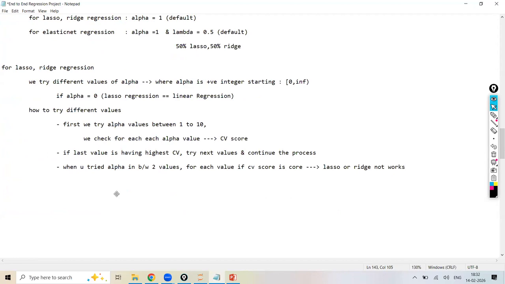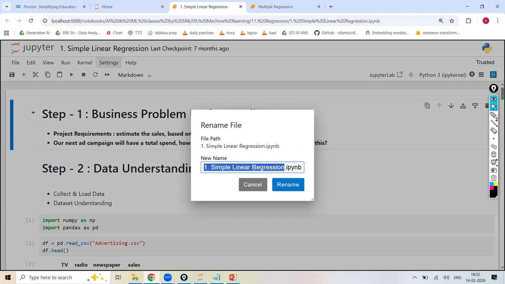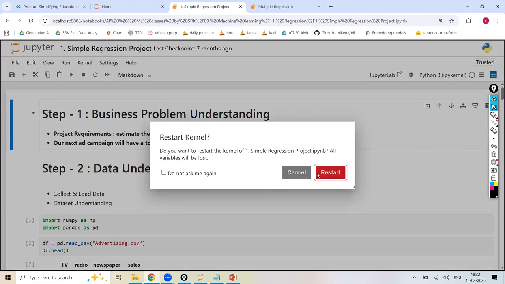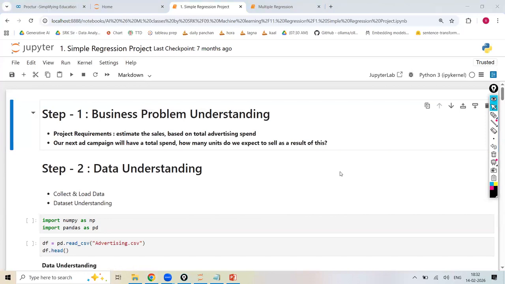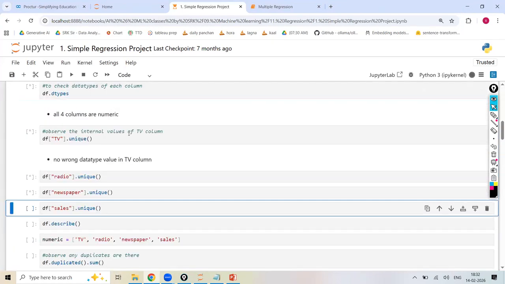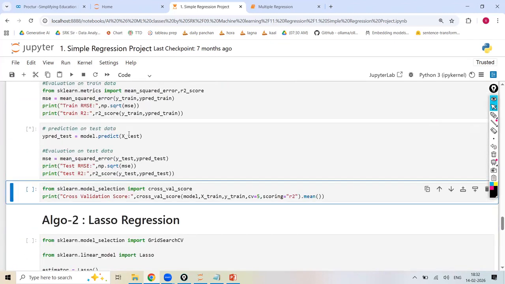So here, in the last class we have completed the simple regression project. Now I'm just trying to open the same one more time, our simple regression project. Now, first I'm going to do whatever I have completed till the last class, the data pre-processing, everything. Nothing special is there. Okay.